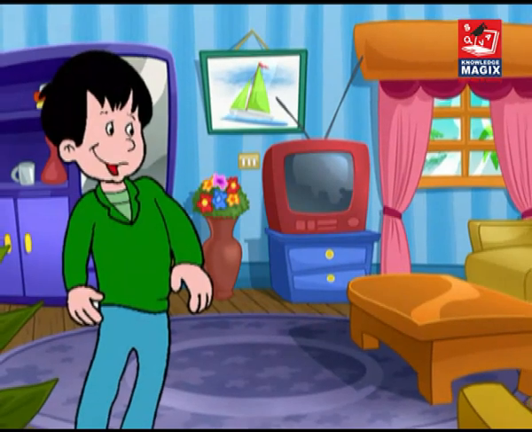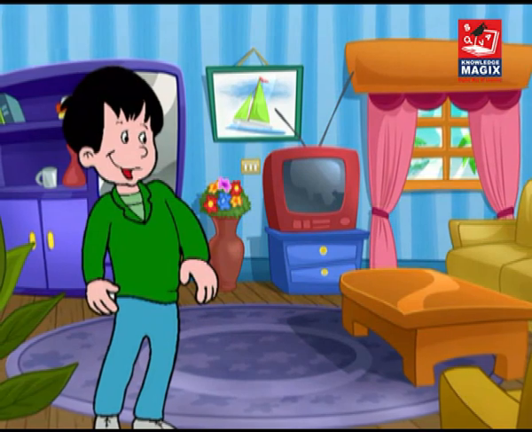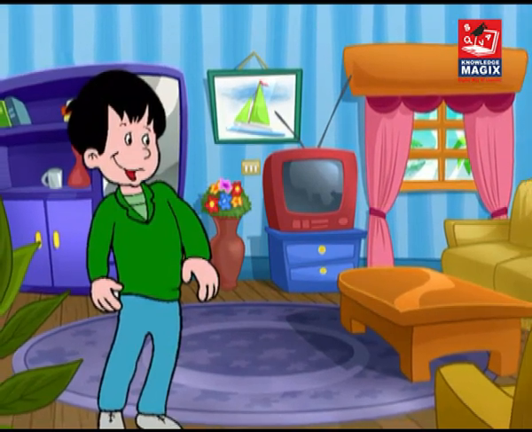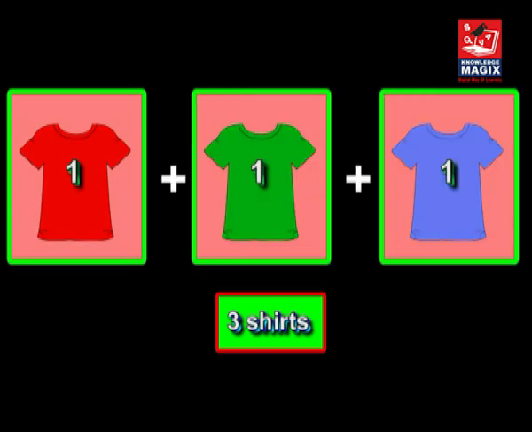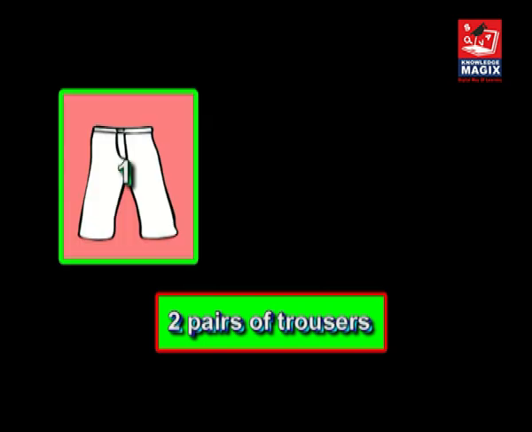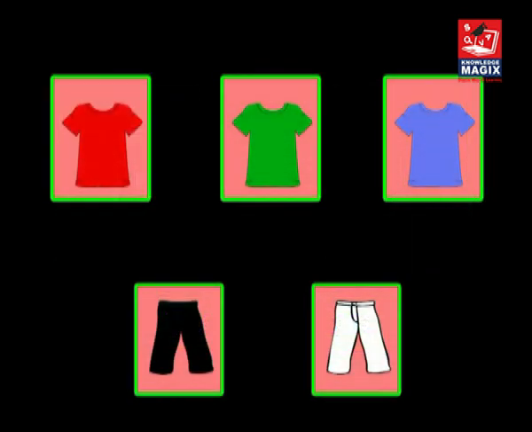Now we'll see pairing of objects from two groups in different ways. Look here. He's your friend Ajay. He wants to travel light. So he took with him 3 shirts, 1 red, 1 green and 1 blue, and 2 pairs of trousers, 1 white and 1 black. But he doesn't want to repeat the same dress. So in how many different ways does he have of pairing of a shirt with trousers?